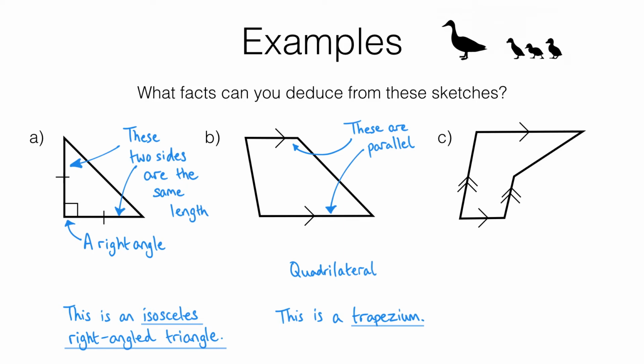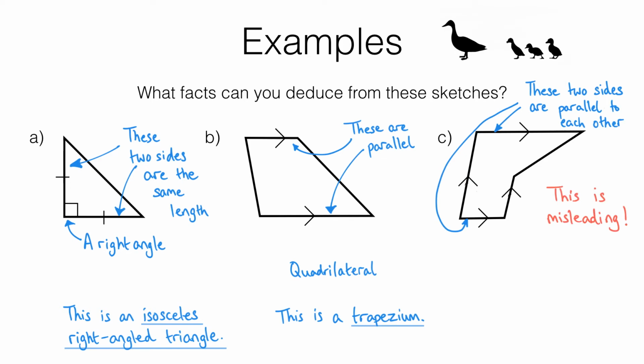In this shape, you can see these arrow markings here and here, which means these two sides are parallel. Now, we've got a double arrow marking here and here. The point of this is to show that these two sides are parallel, but we're using a different style of arrow to show that these two are not parallel to the original two parallel sides. If we just used a single arrow here and here, it would look like all four sides are parallel, but that's just not true.